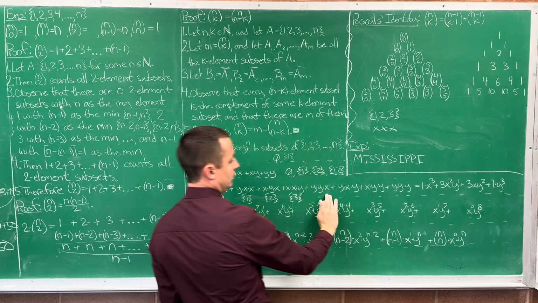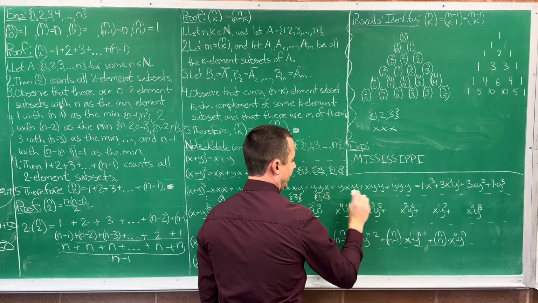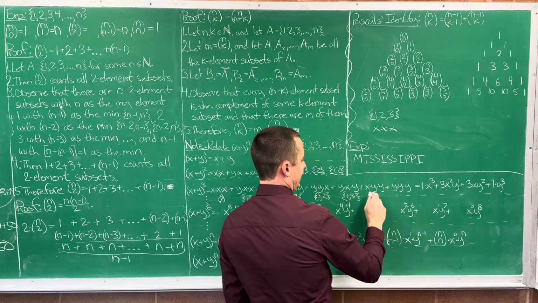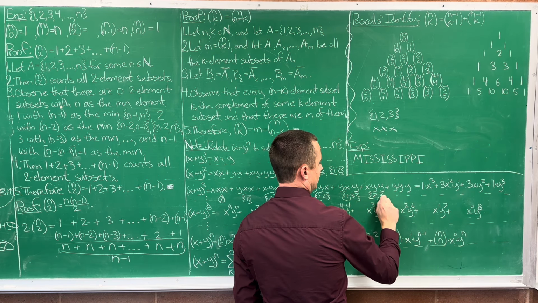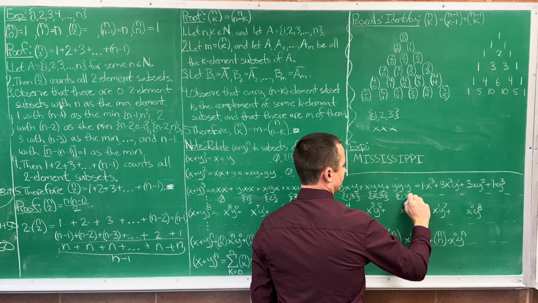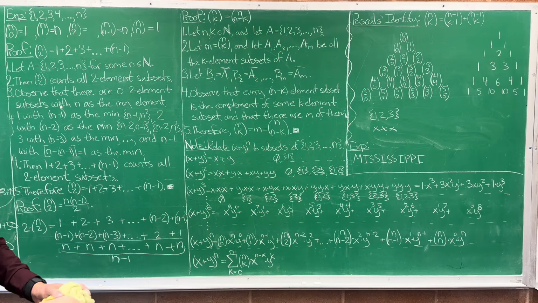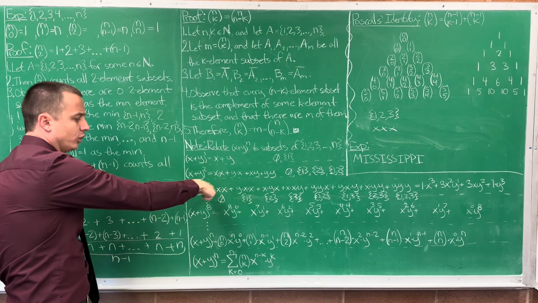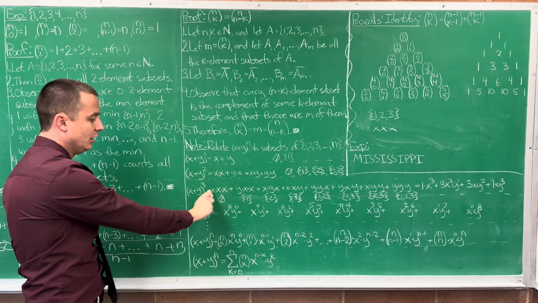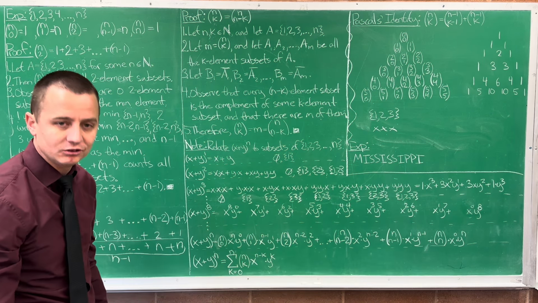Y, y, x? 1 and 2. Y, x, y? 1 and 3. X, y, y? 2 and 3. Y, y, y? 1, 2, 3. Right? So now when I just brute force multiplying out a binomial this way, not collecting any of my terms, notice how every term goes exactly to one subset of the 3-element set.